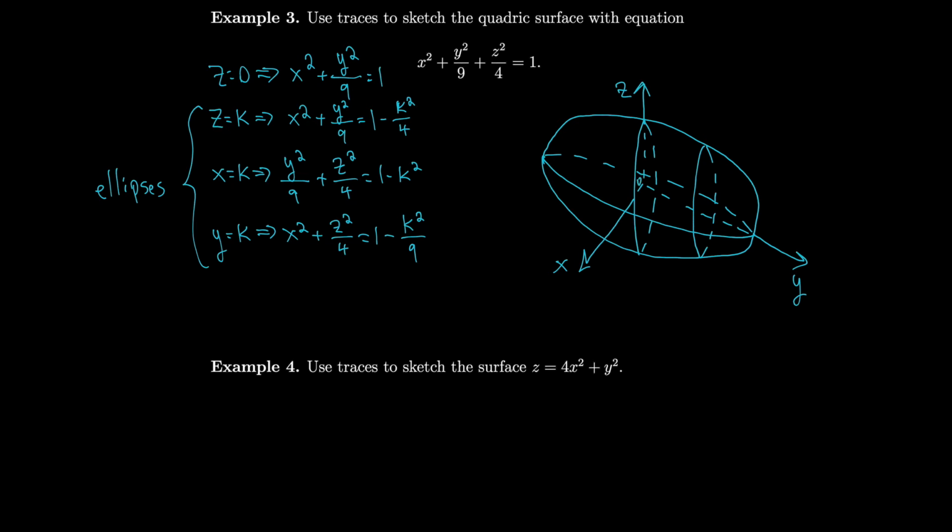Alright, so here's the origin right over there. So over here would be if x and y are both 0, so that makes z equal 2. Over here would be if x and z are 0, so y is 3. And over here is when y and z are 0, so x is 1. And we call this an ellipsoid because all of the traces are ellipses.